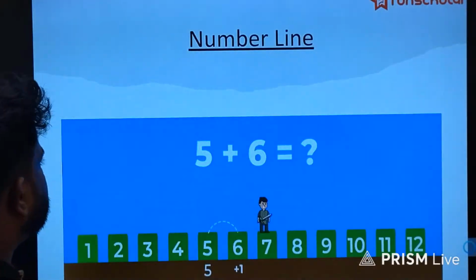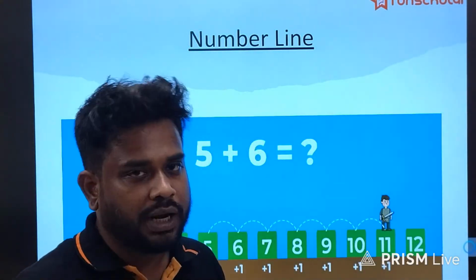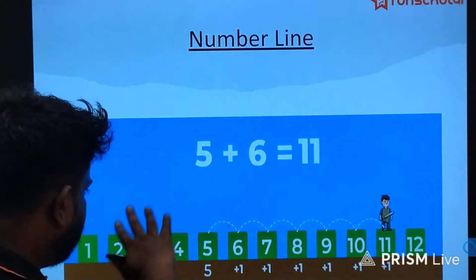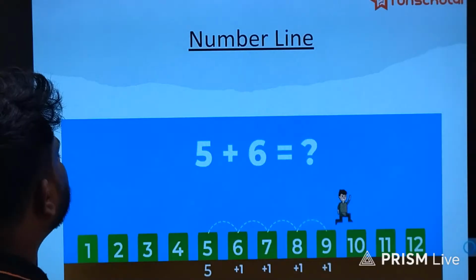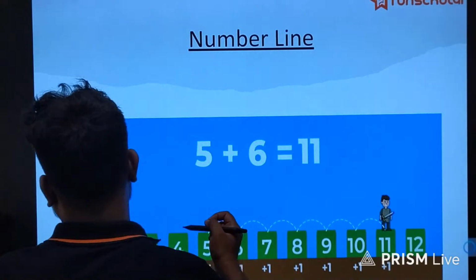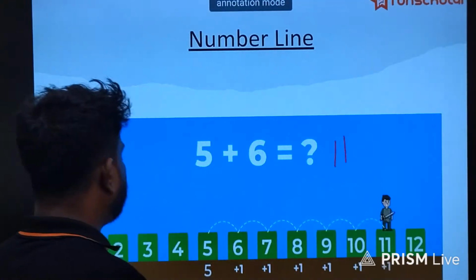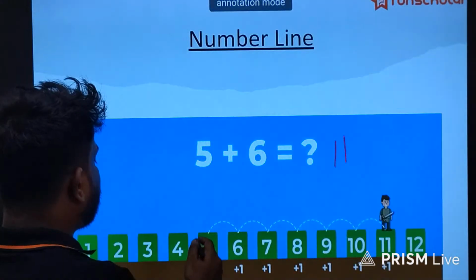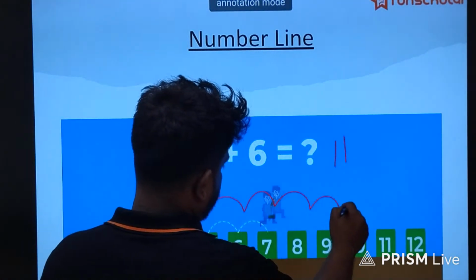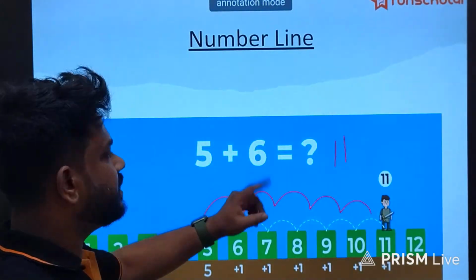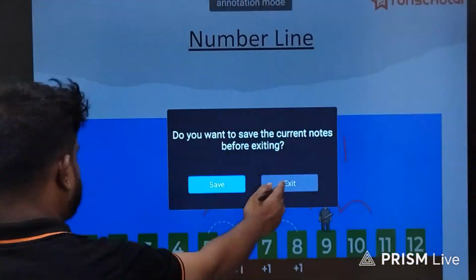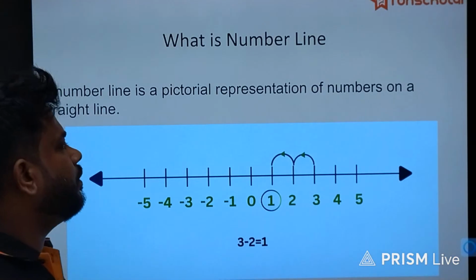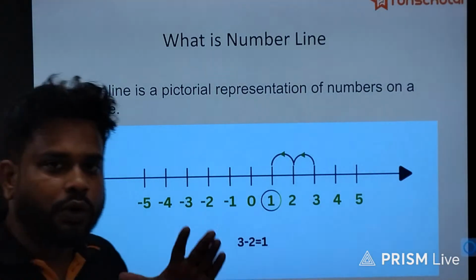Okay, so now we are going to learn about the number line. We have already discussed this in the integers chapter or in other chapters as well. So first of all, tell me, what does 5 plus 6 mean? It means 11. If you start your journey from 5, you will go up to 11. Okay, so 5 plus 6 will be 11. The next one: a number line is a pictorial representation of numbers on a straight line. Yes, we already know that.